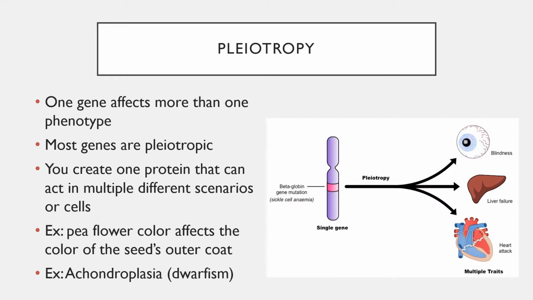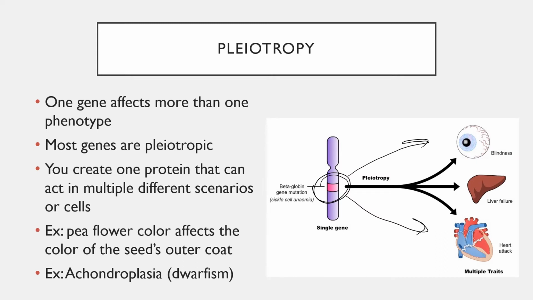Another way that we can inherit our characteristics is through pleiotropy. And this is where one gene affects more than one phenotype. And if you really stop to think about it, this makes sense. And it would make even more sense that it's happening quite frequently in our body. Most of your genes are actually pleiotropic. And this means you're going to create one particular protein, and that protein is going to be used in many different areas of your body.